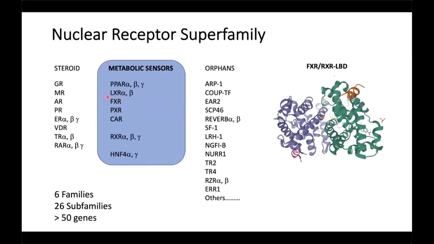As I mentioned, these are ligand-activated transcription factors, meaning they have to be bound by ligand to exert activity or have their activity repressed. In this case, I just show the crystal structure of FXR bound to its coactivator RXR. In this case, being bound to an agonist, something that's going to turn on its activity, which is a therapeutic agent to specifically target FXR.